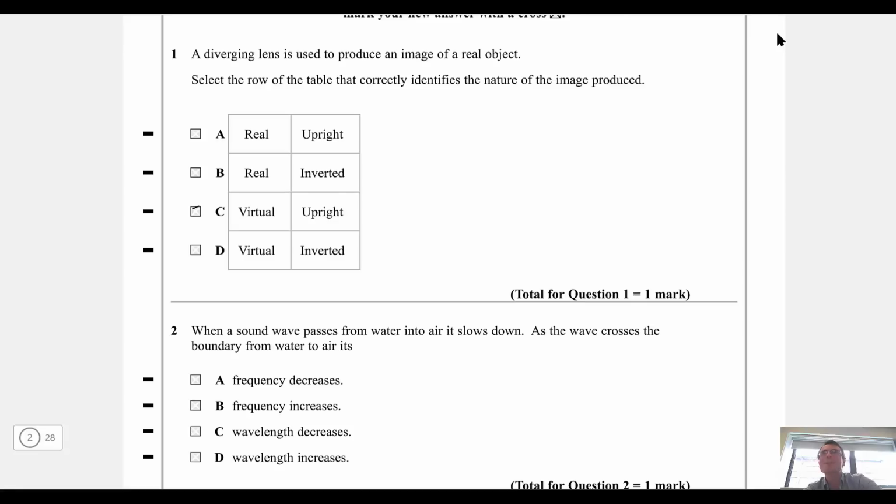Let's also have a look at some questions from Edexcel. Just a reminder that these are not official solutions, and if you spot a mistake, please do let me know. This is just my twist on the solutions.